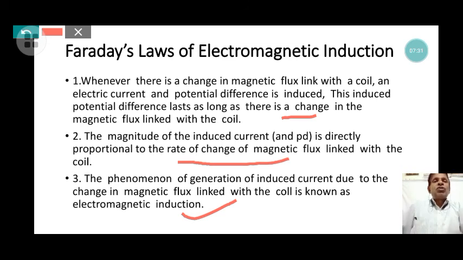Next we will discuss how electric current is produced by a generator, and based on this phenomenon we are going to discuss it.